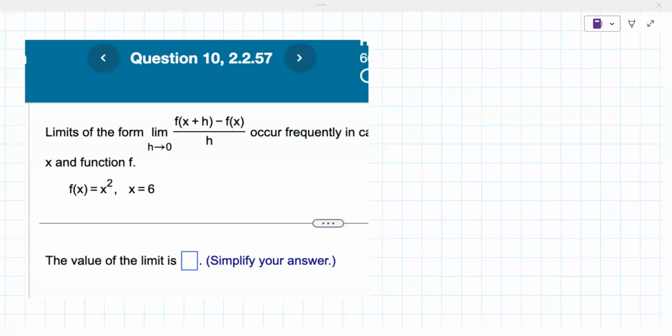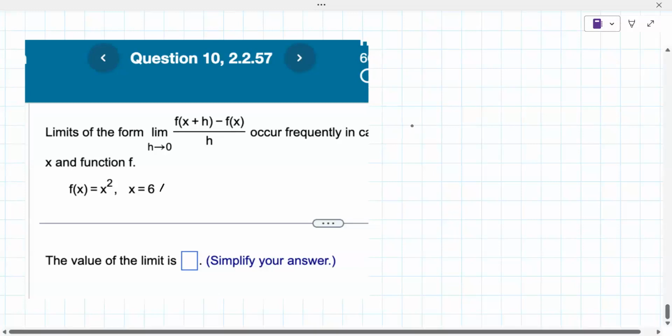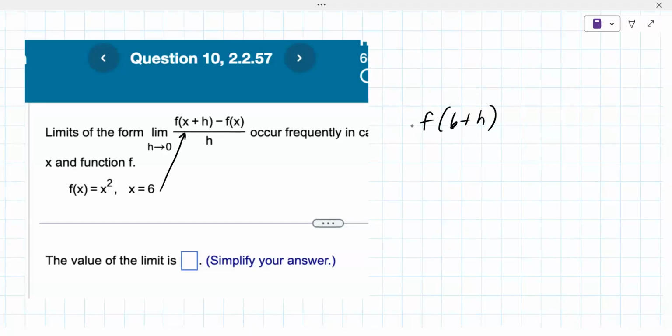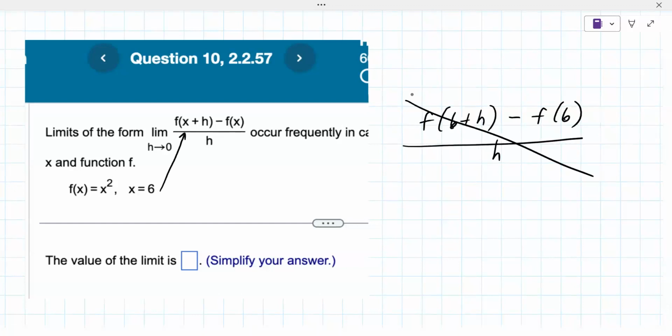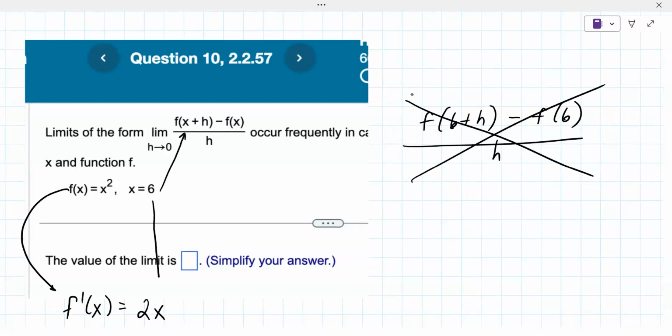Okay, so yeah, I see. You have to put this in for x. So it's f of 6 plus h minus f of 6 all over h. Now, you don't need to do this though. You need to take a derivative. What's the derivative? 2x. And you put 6 in for x.